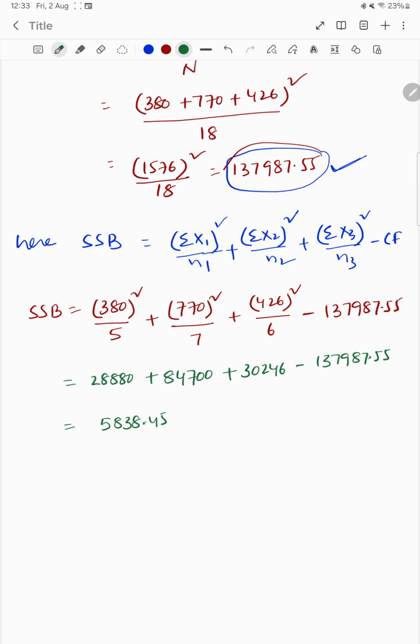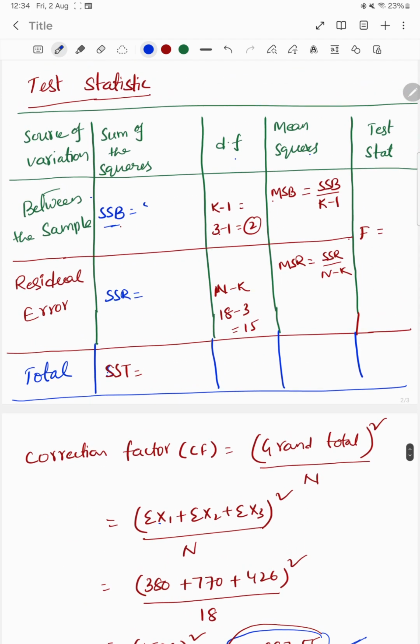Now if you simplify this, 380 square by 5, that is 380 into 380 by 5, you will get 28,880. Similarly, 770 into 770 by 7, you will get 84,700. 426 into 426 by 6, you will get this, minus the correction factor. If you simplify all this, you will get 5838.45. So this 5838.45 we can write here.